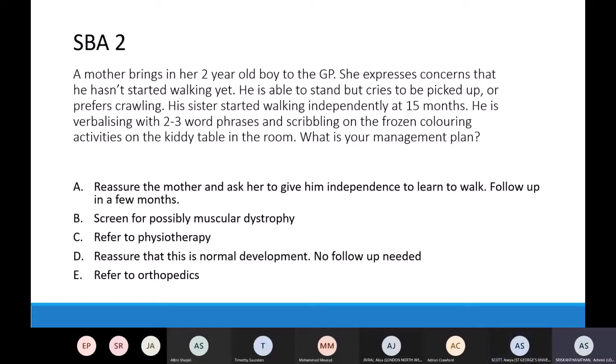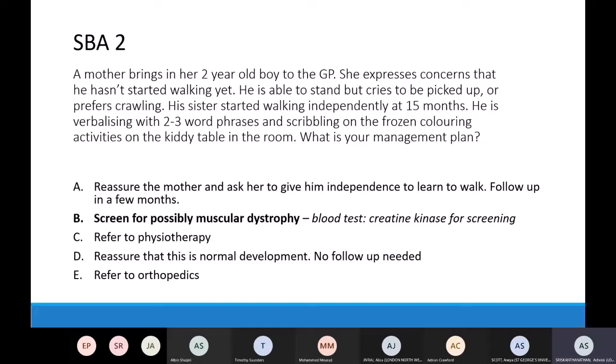So there seems to be a bit of a split here. Between A and B, 60% said A and 40% said B. So the correct answer is actually B. He's not really started walking yet at this age. It's not that concerning, but since he's actually able to stand, it might just be a preference of not wanting to walk. But it is a red flag at this stage, so you should investigate it.